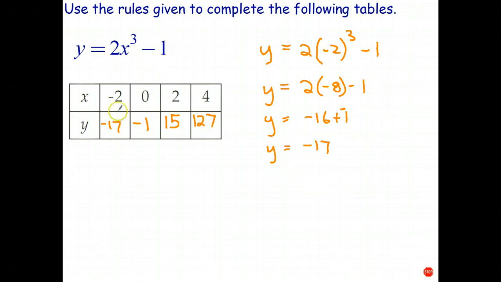So what we've done in this equation is we were given an equation, and we were given a table where we're given the x values, and we substituted each of those into the expression on the right and evaluated. And that's all there is to substituting and evaluating.